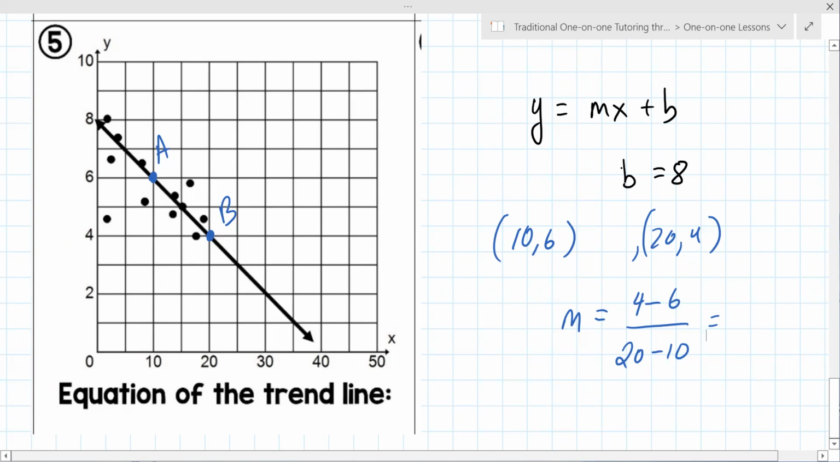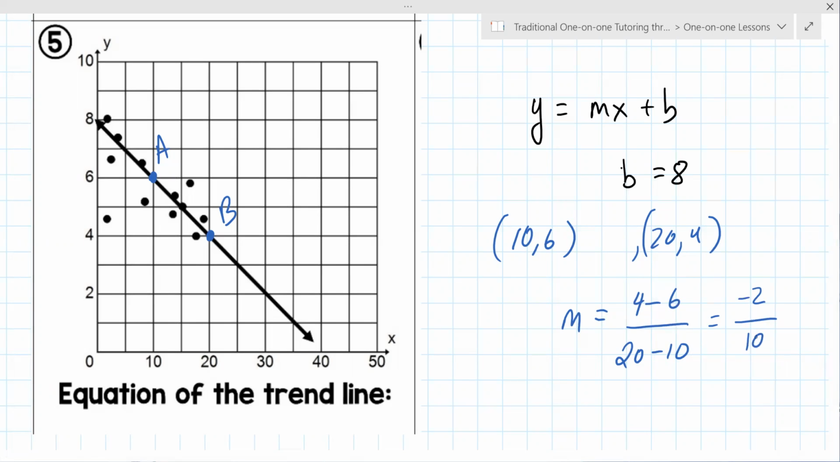Right, so 2 over... One more, it's not 2, try again. 4 minus 6 over 10, or negative 2 over 10. Yes, negative 2 over 10, good. And what does that reduce to?